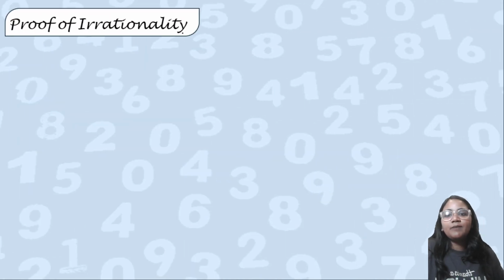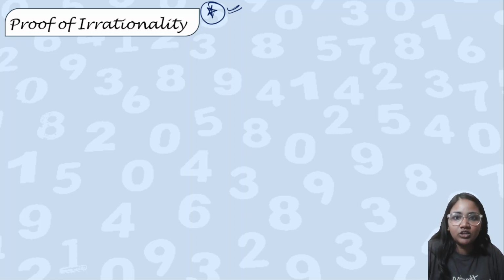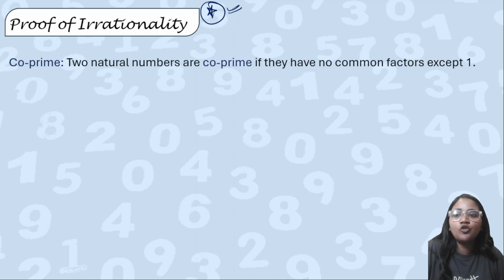Yes, so we have come to the last topic and the most important topic of this lesson, which is the proof of irrationality. Before we start with this, I will introduce you to important terminologies and important concepts that we are going to use in the proof, that is, how do we prove a number is irrational. Okay, so first we have co-prime. So two natural numbers are co-prime numbers if they have no common factors except one.